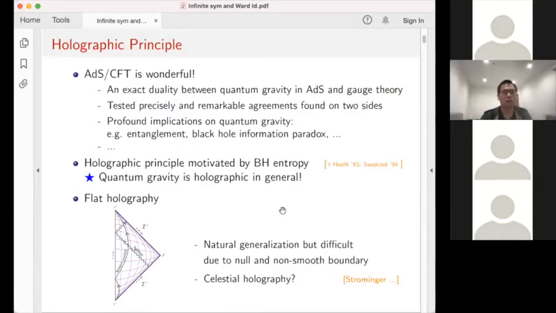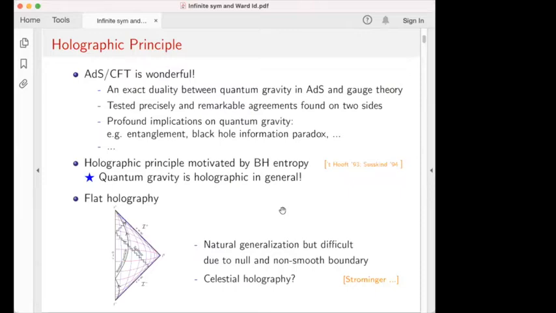So we all know that AdS/CFT correspondence is wonderful. It is conjectured to be an exact duality between quantum gravity in AdS and a gauge theory. It has been tested precisely in the past two decades, and remarkable agreements were found. By studying this AdS/CFT correspondence, we have learned a lot about quantum gravity. For example, the connections between entanglement in field theory and the spacetime geometry, as well as the famous black hole information paradox.